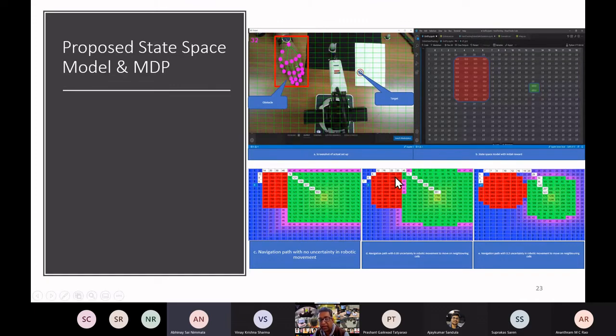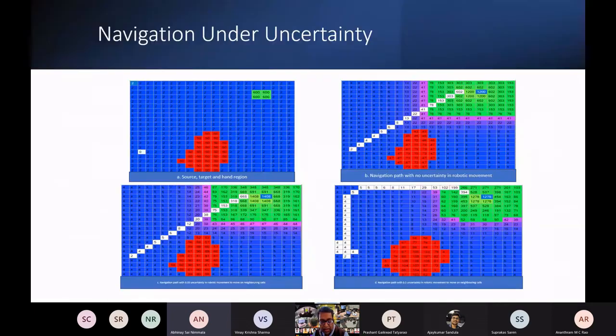Here we increase the uncertainty, and accordingly the red area is spread so that the robot end effector still keeps a safe distance from it. The navigation path adapts accordingly, and when the uncertainty is even more, the navigation path keeps an even further distance from the obstacle because the robot movement is uncertain. And then we tested it for various degrees of uncertainty through simulation.